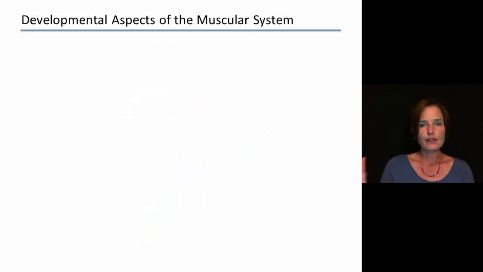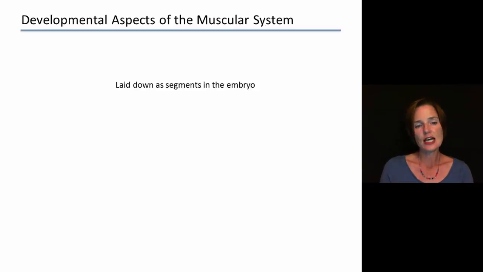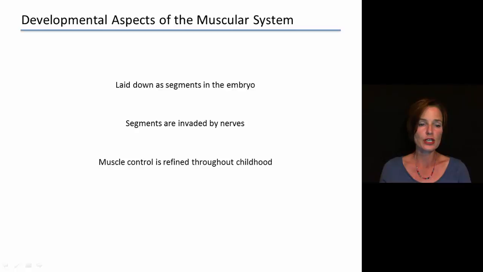If we just hit on a few key developmental aspects of the muscular system, the muscular system is initially laid down as segments in the embryo. So this is something that happens very early during development. Those segments are going to be invaded by nerves once they have been laid down, and that is going to later control the muscles, and that muscle control is something that is refined all throughout childhood.